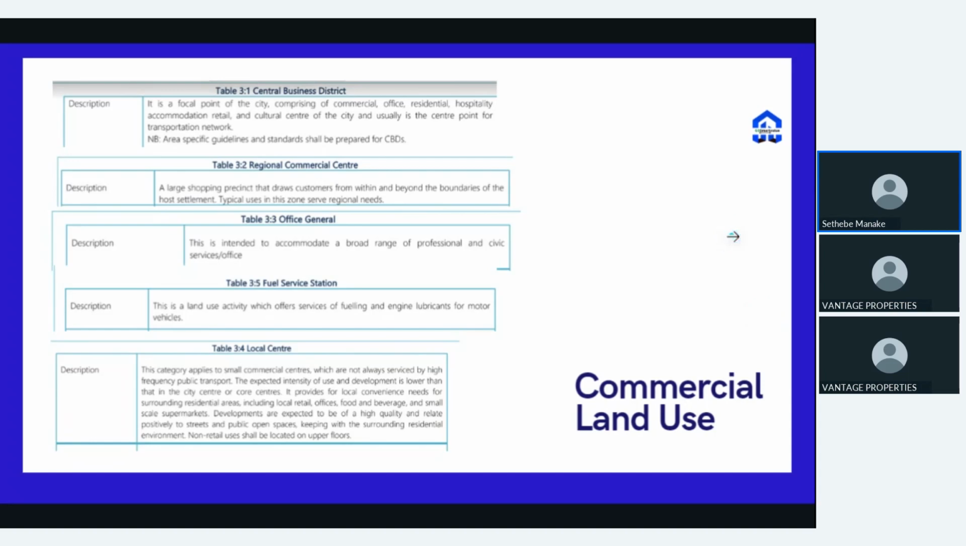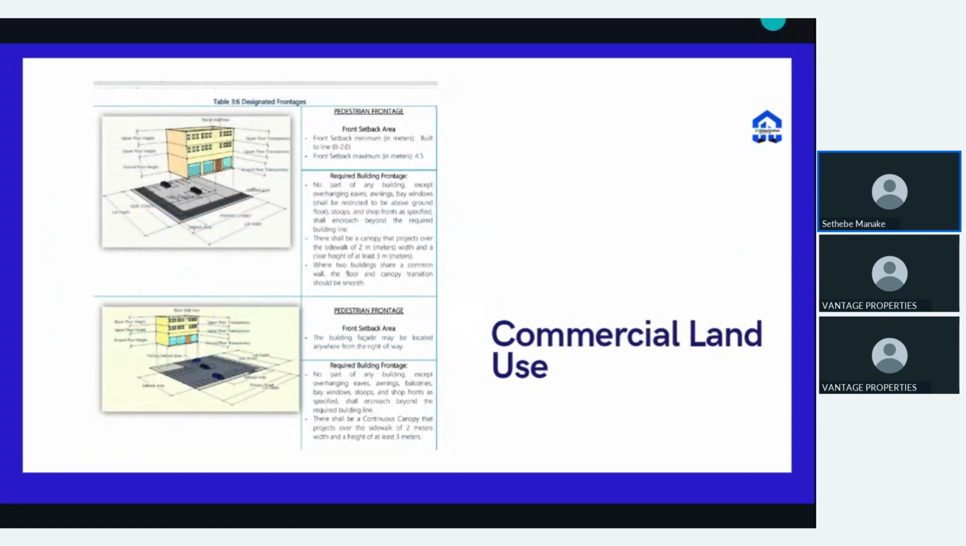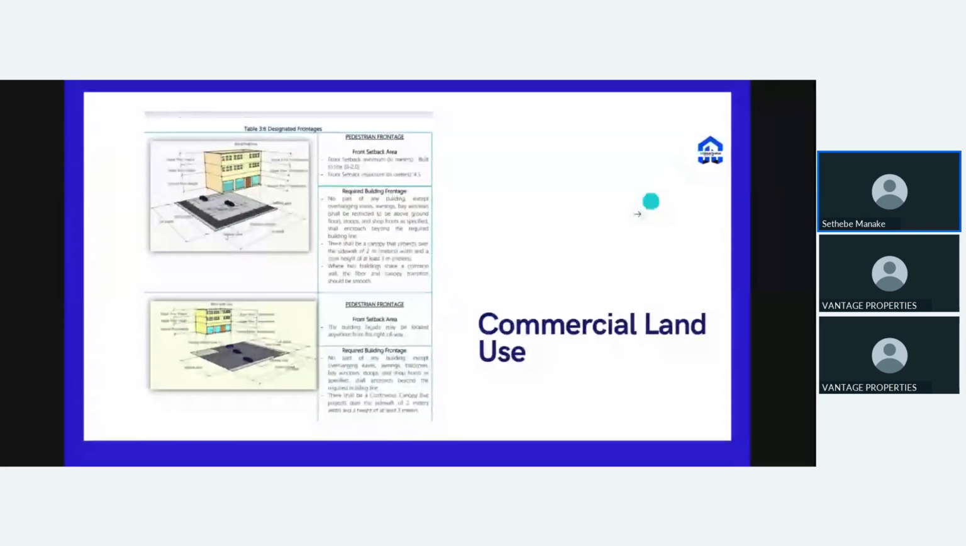Commercial land, so normally you would have the different features. So you need to know how much parking is required, what kind of parking, and how many vehicles it accommodates. Those are things that you need to know when you submit your application for change of land use.